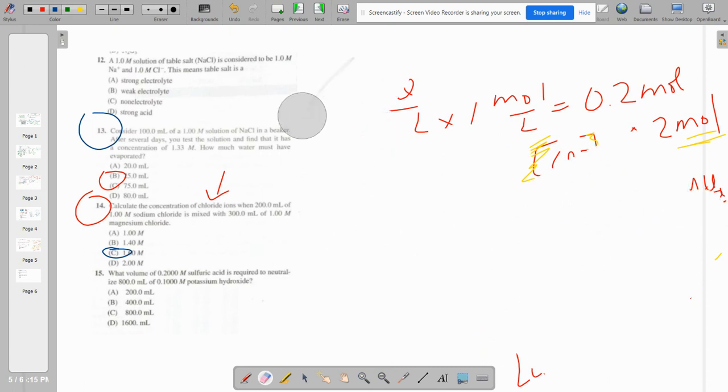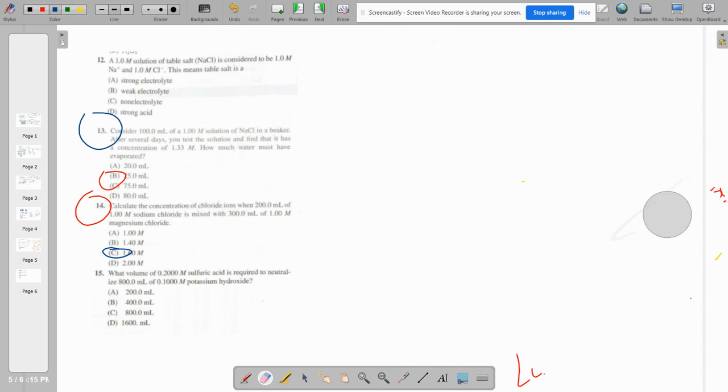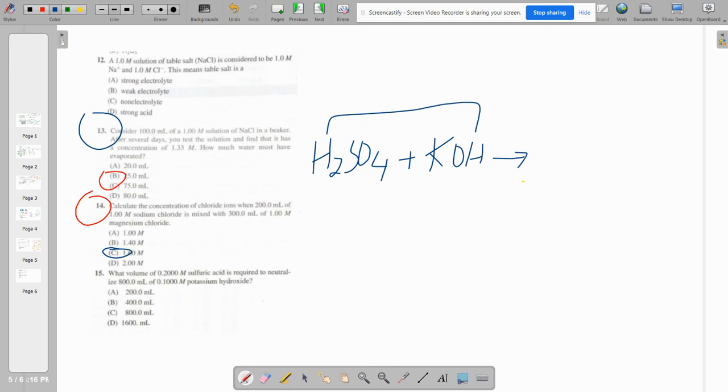Ooh, 15. I like 15 a lot, because it reminds me of number 8. The key with number 8 is that a reaction is being described: what volume of sulfuric acid is required to neutralize potassium hydroxide. So you have to write out a balanced equation, and I'm going to do just that. H2SO4 plus potassium hydroxide. The H is going to go with the OH, and we're going to make water.